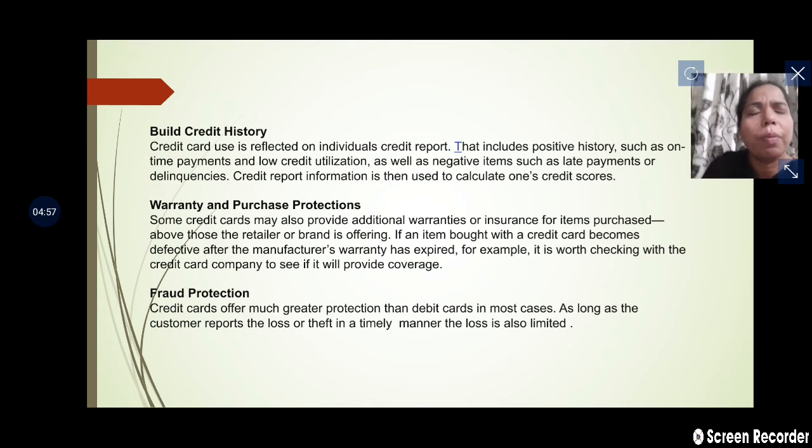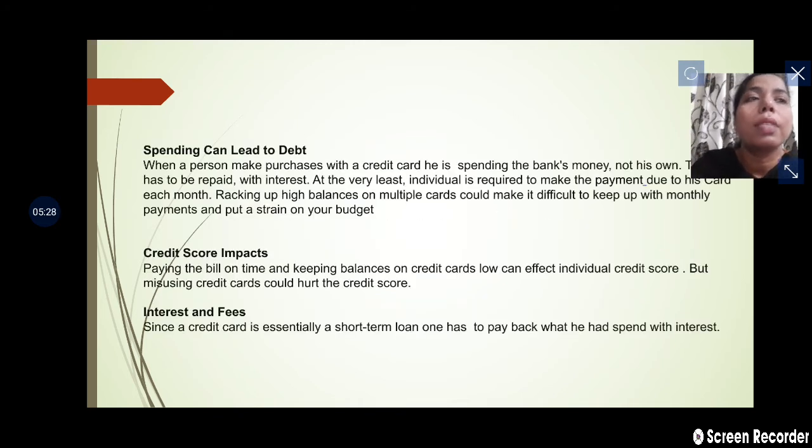Then the warranty and the purchase protections. Various types of credit cards give different warranties, purchase protections and insurance facility to the card holder. Then fraud protection: basically if fraud takes place and there is loss in the credit card, this loss is normally restricted up to a certain limit of the credit, not more than that. So it's protected from frauds also.